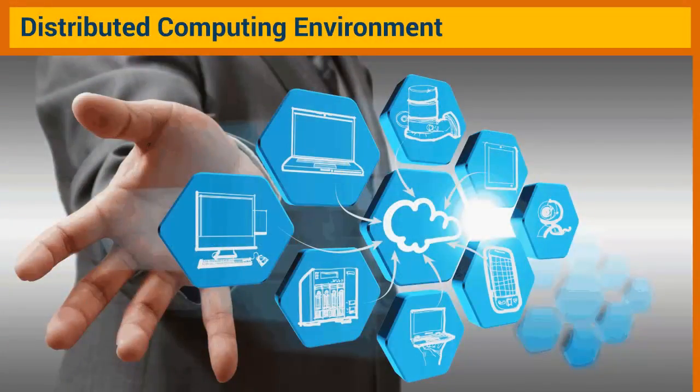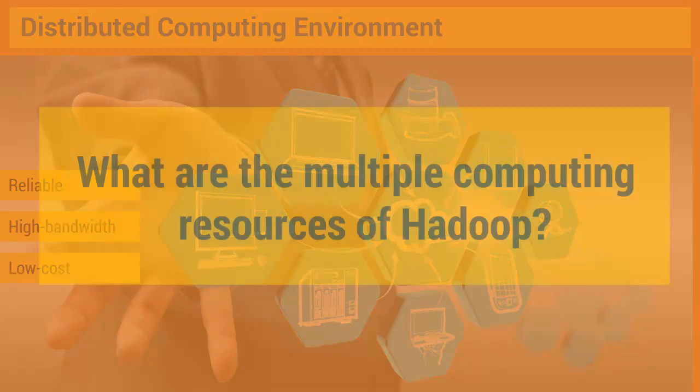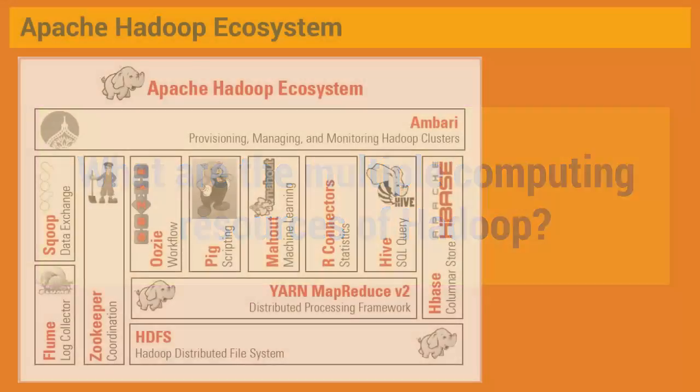We can thus conclude that the Hadoop distributed computing environment is the most pragmatic way of managing huge volumes of data and also processing the data in parallel easily. It is a reliable, high-bandwidth, low-cost data storage cluster that facilitates the management of related files across machines. But what are the multiple computing resources that Hadoop uses to execute a task?